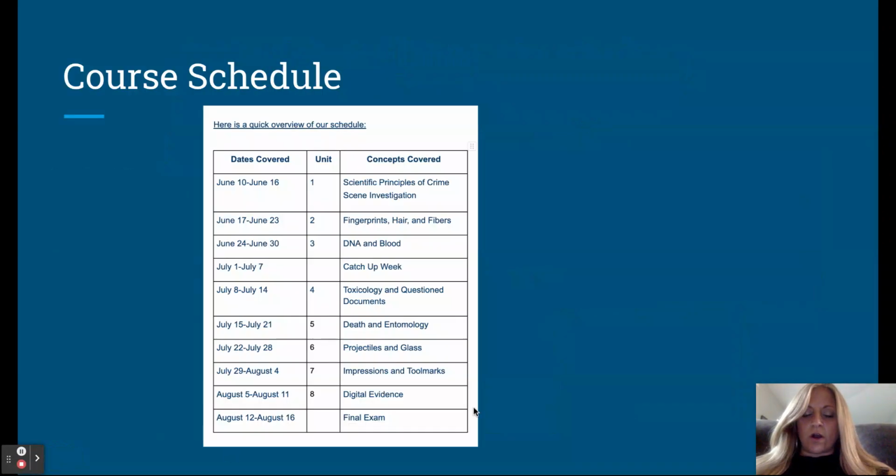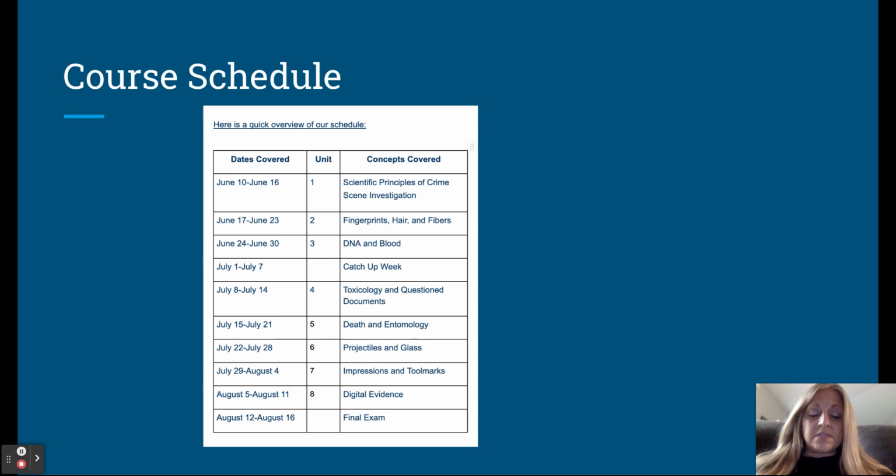Here is our course schedule, and you can also find this in the updates page. Basically, the first week we're going to be going through Unit 1, second week, Unit 2, and so on. Since there are 8 units and this course is a 9-week course, we will be completing about 1 unit a week. Then we will have a catch-up week, the week of the July 4th holiday. There will not be any new content due, but you can use that as an opportunity to catch up on any work that you've gotten behind in units 1 through 3.